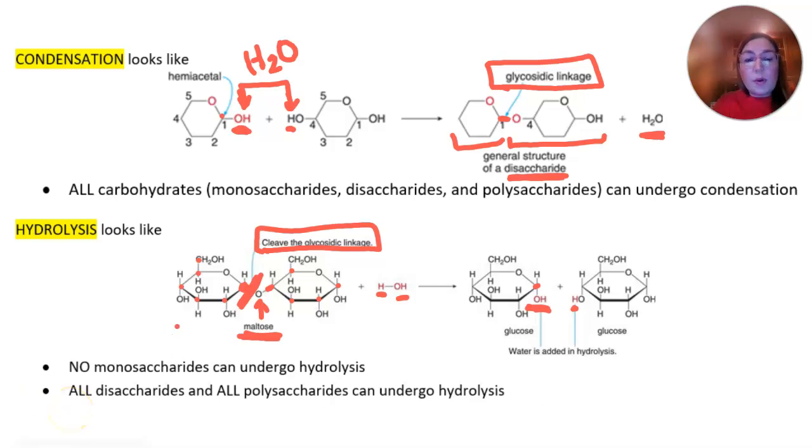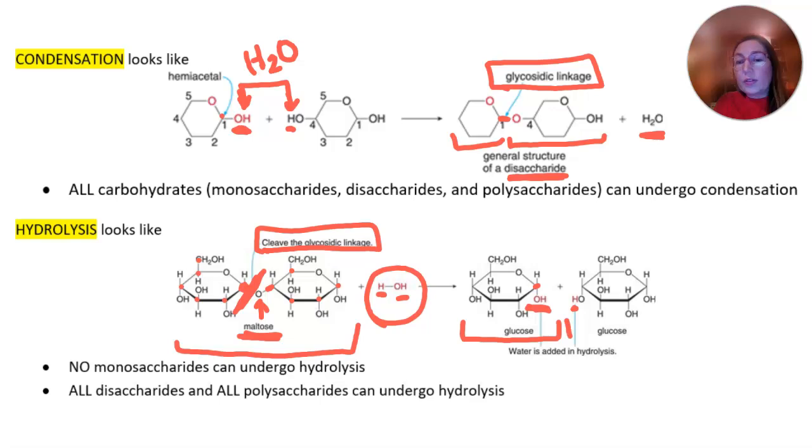So we started off with maltose, a disaccharide. We added water. We cleaved the glycosidic linkage between the two carbohydrate monomers, and then we ended up with 2 identical molecules of glucose. So maltose is hydrolyzed into 2 of the glucose monomers.